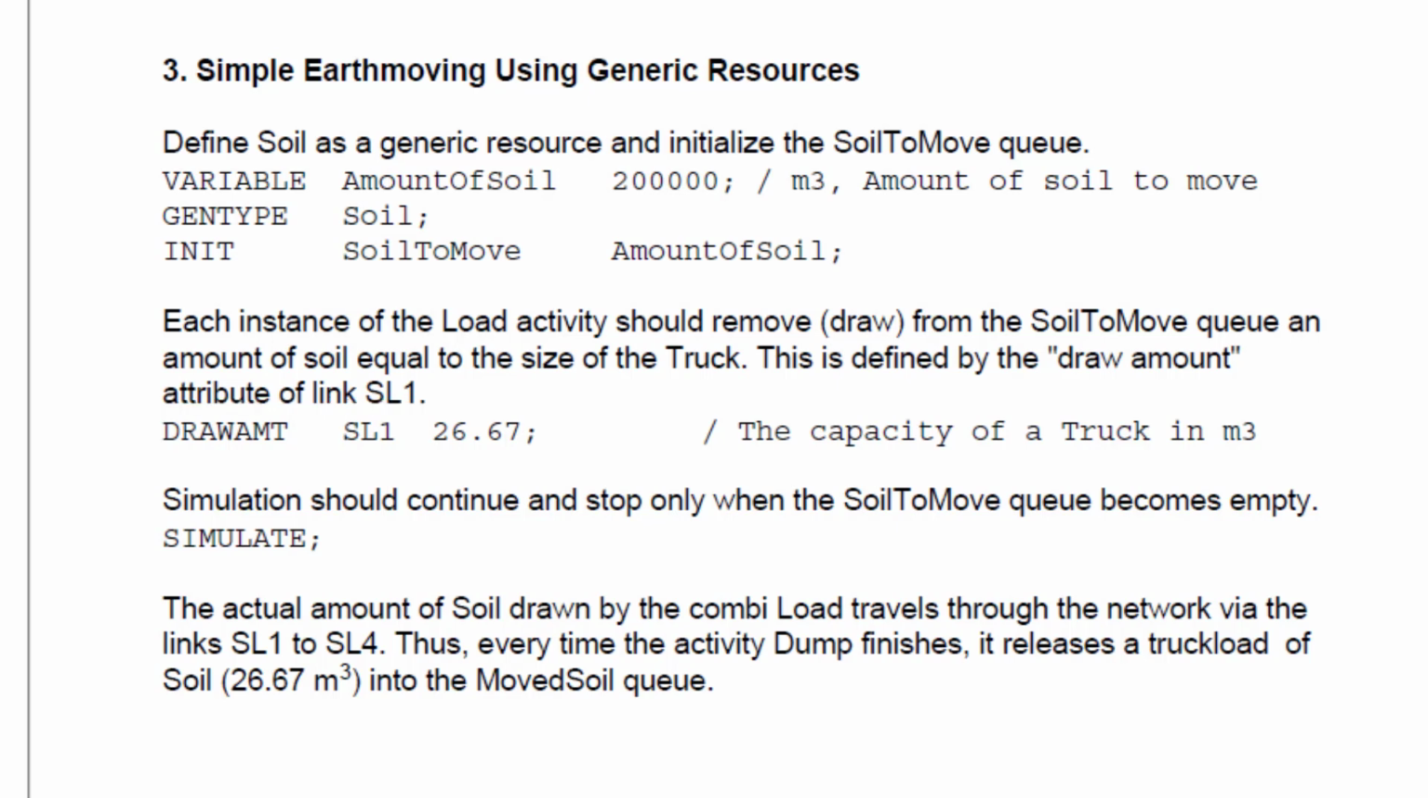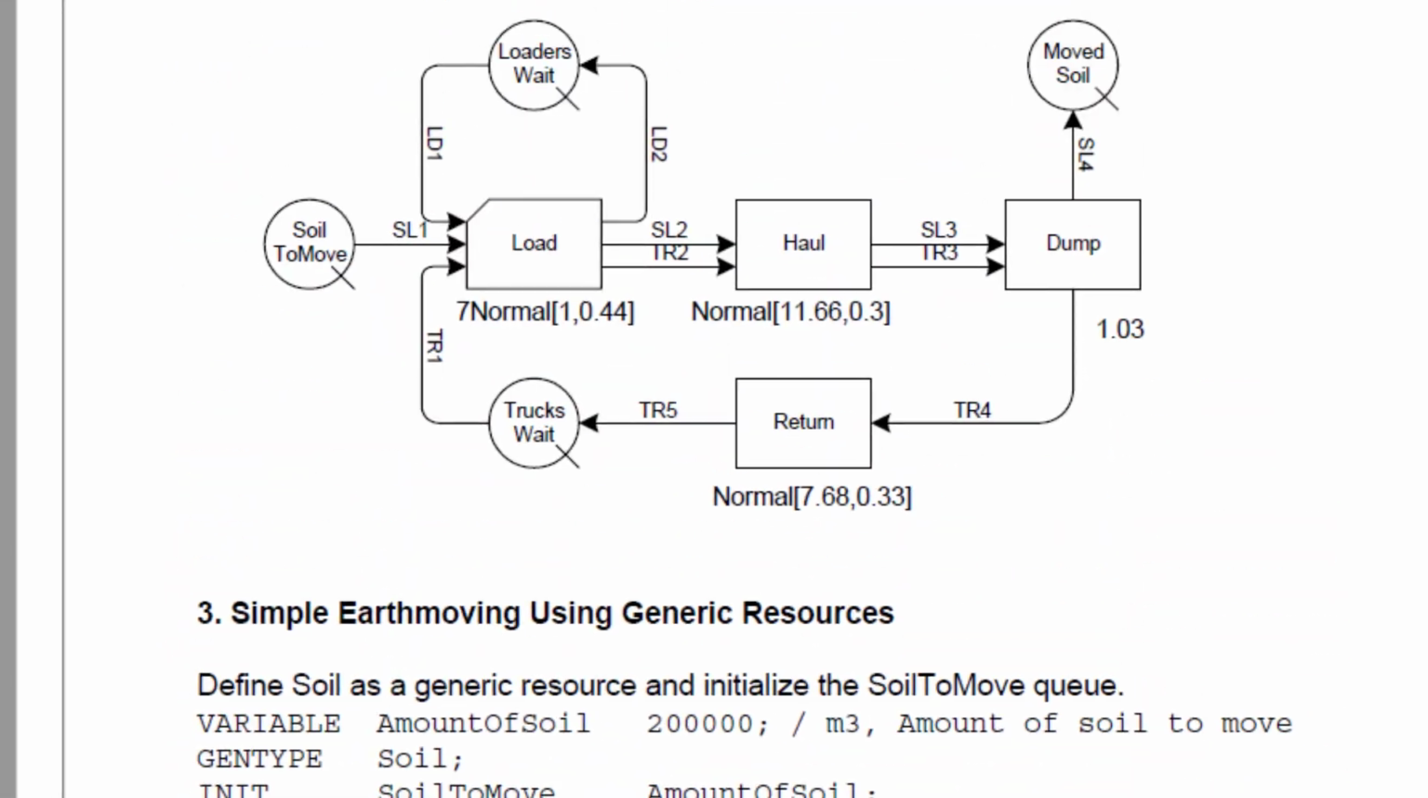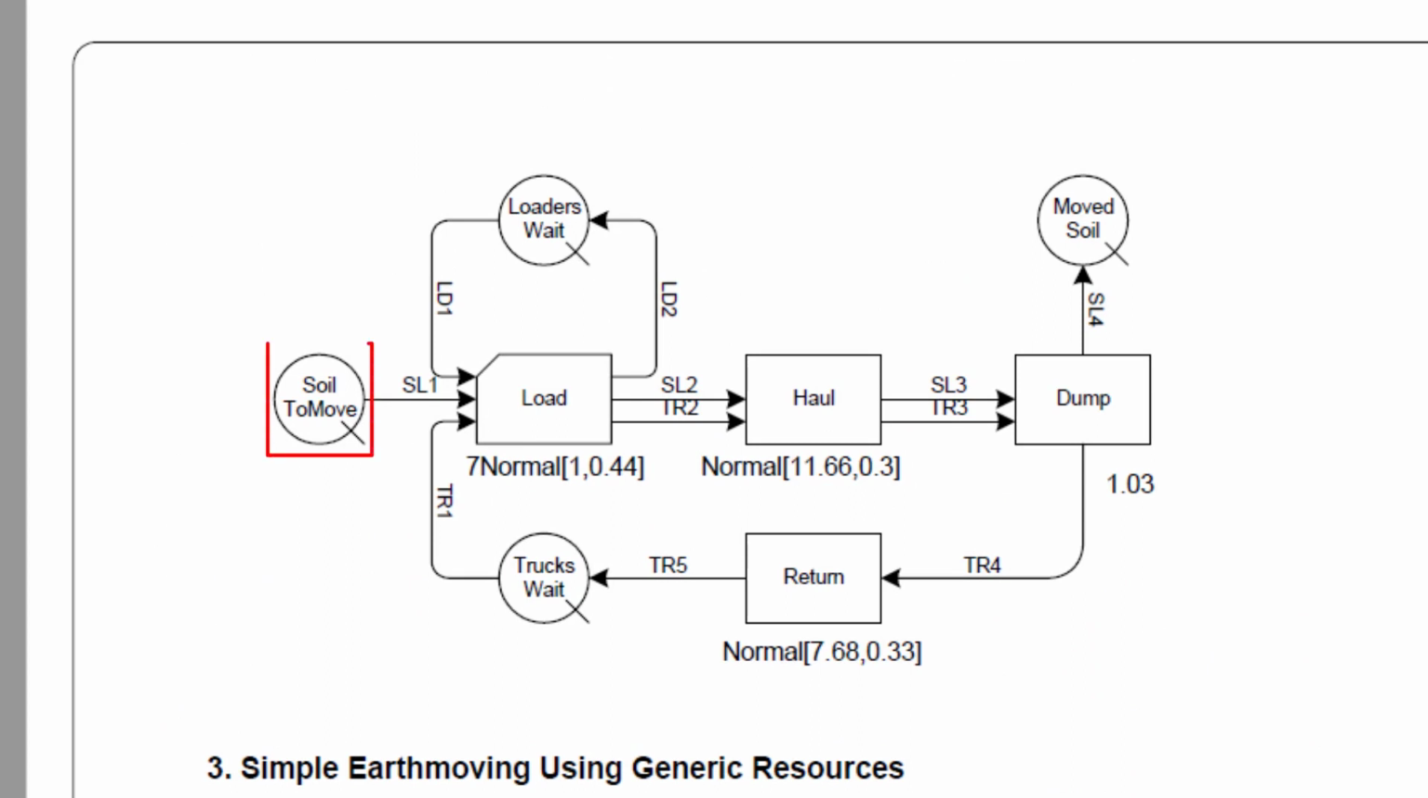Finally, instead of having the statement simulate until, we can have the statement simulate, which allows the simulation to run until we run out of resources. In this case, until the soil to move queue becomes empty, at which point the combi activity load cannot start, and of course no other activity will be able to start.